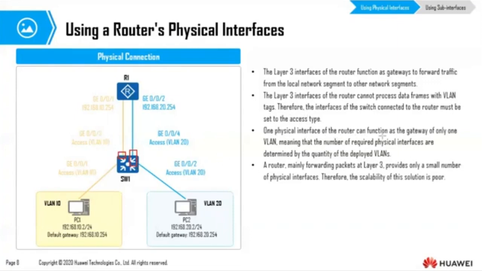Now, one physical interface of the router can function as the gateway of only one VLAN. This is important. One physical interface, gateway to only one VLAN, right? Why do you think that is so? Why do you think one interface, one VLAN? From my preceding explanation, why do you think one interface, one VLAN?